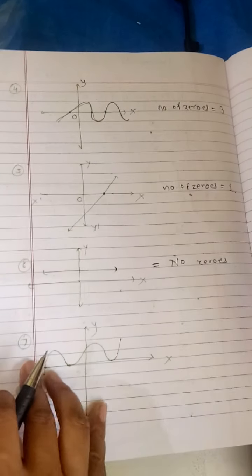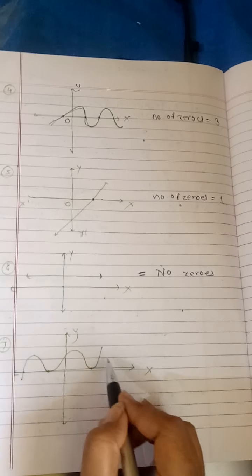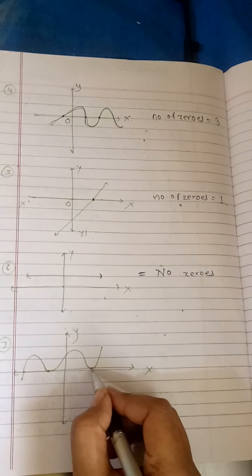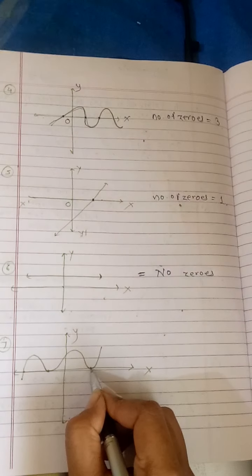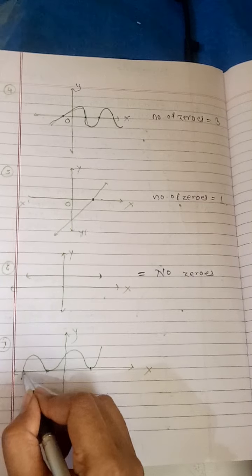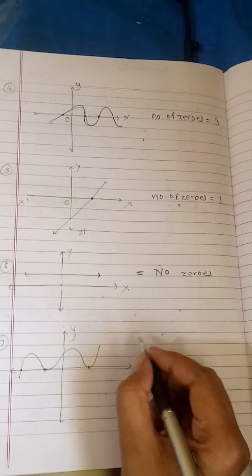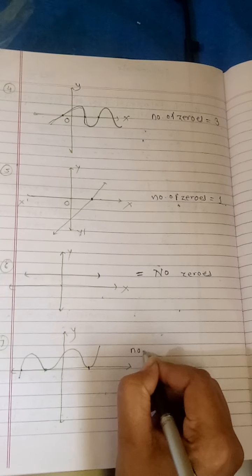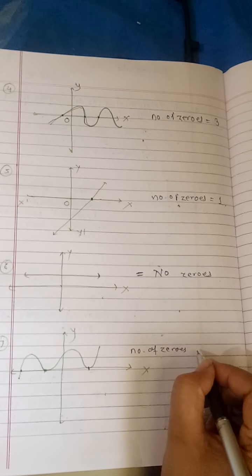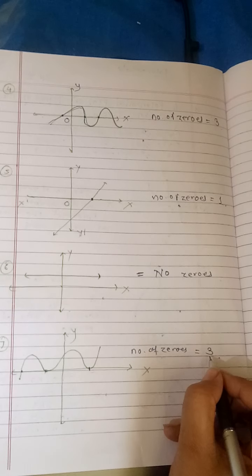Now in example 7, this curve intersects the x-axis at 3 points: 1, 2 and 3. So how many zeros? The number of zeros is 3.